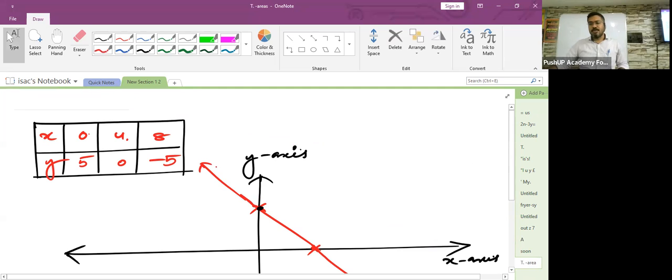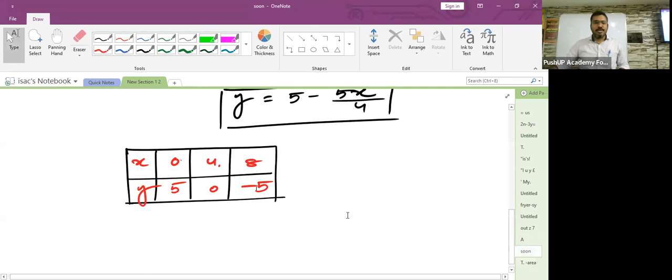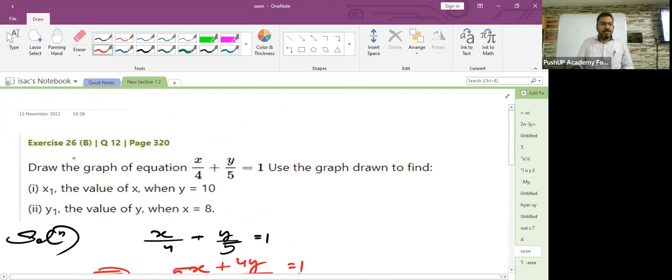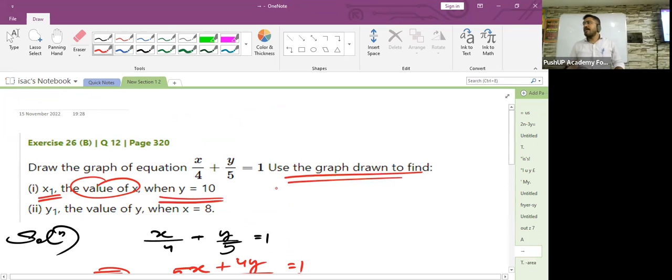Now, see this question, children. They are asking you, find the value of x1. What is x1? The value of x when y is equal to 10. And you have to use the graph to find this. You cannot use the equation to find. You have to use the graph which you have done right now to get the value of x1 when the value of y is equal to 10.